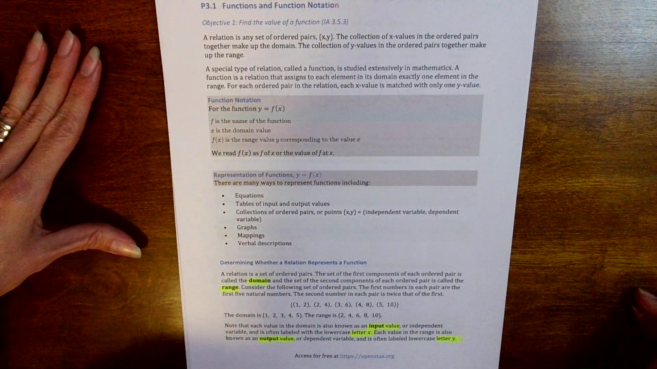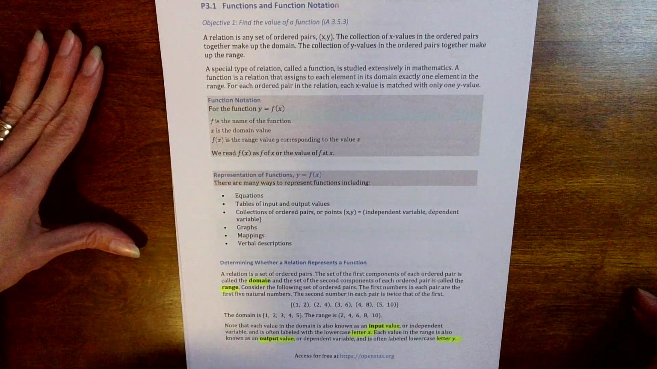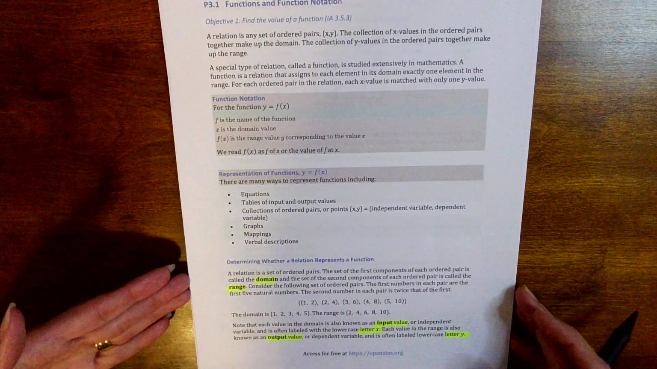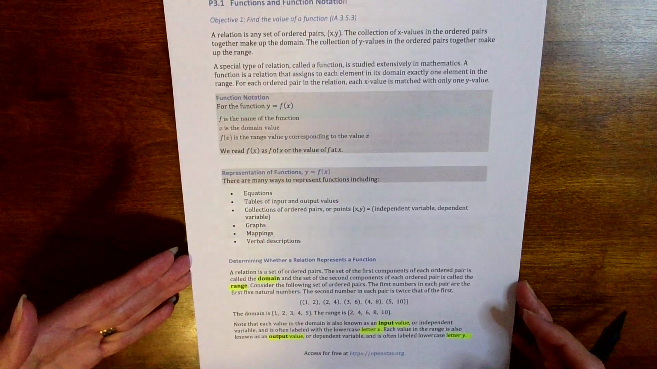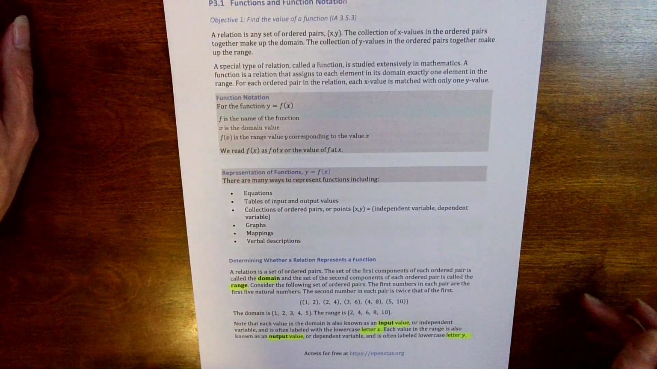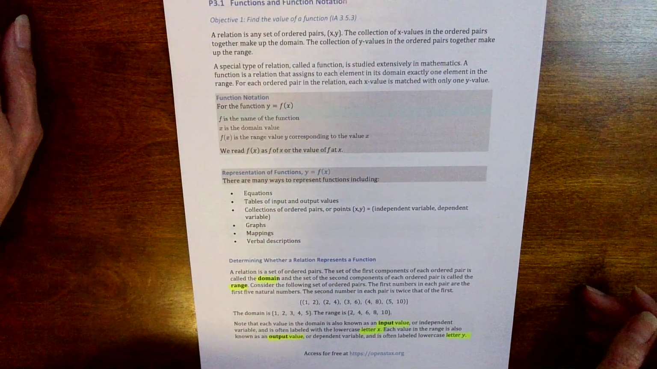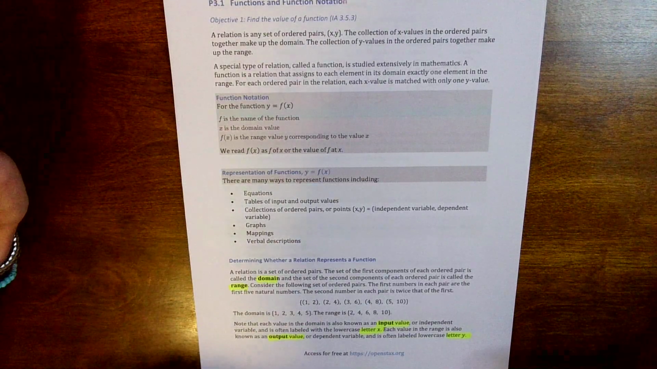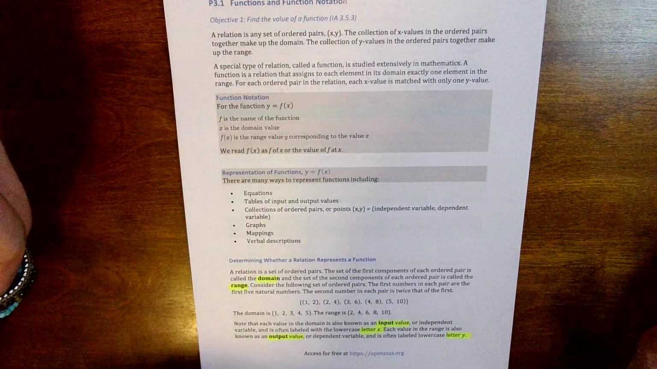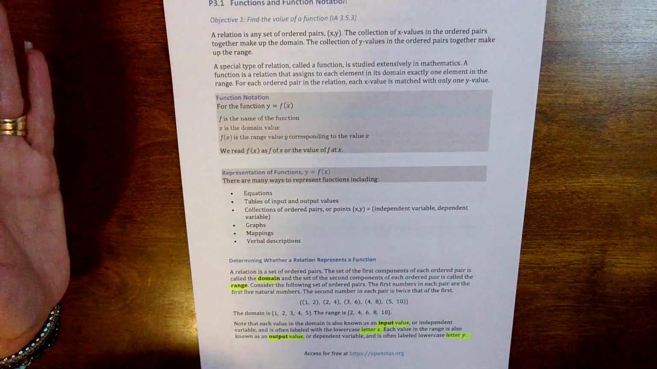Each person can only have one birthday. So if a person has a fake ID, which you should totally not have, then you have an actual birthday and a fake birthday. So that person is pointing to two birthdays, and that would make them a violator and not a function. So just remember, each x can only have one y, each person can only have one birthday.